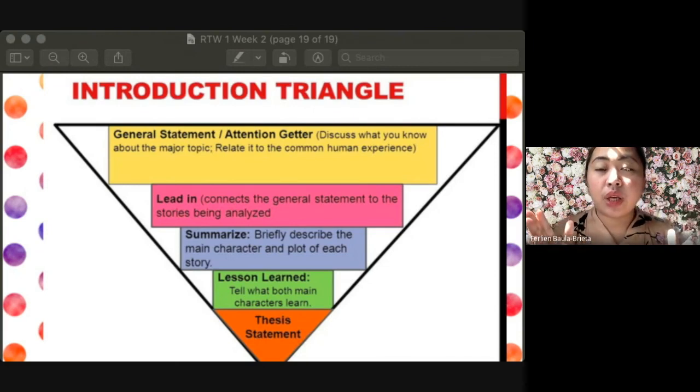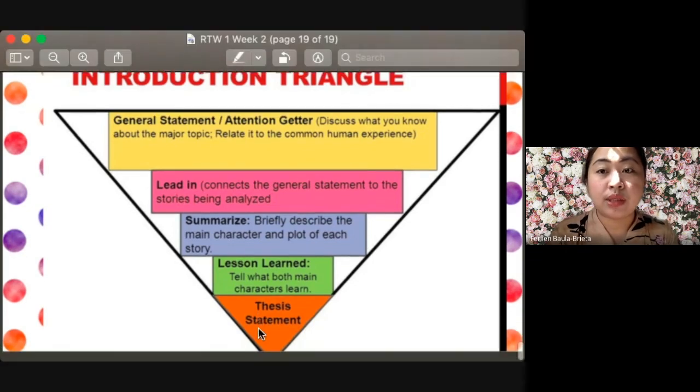At the end of the inverted triangle, you have to give your conclusion statement, which is the fifth paragraph of your introduction, and that is called the thesis statement.